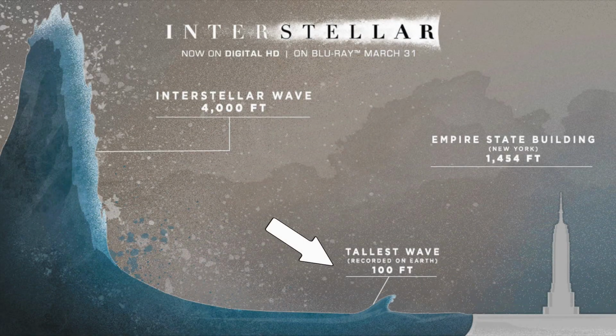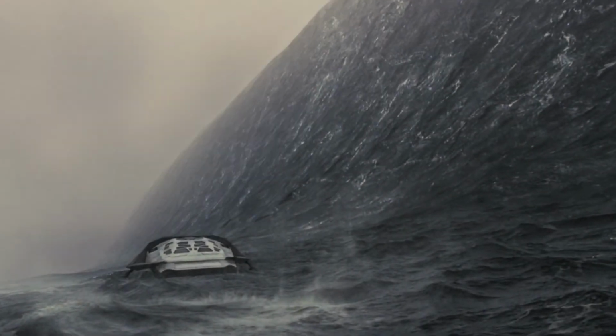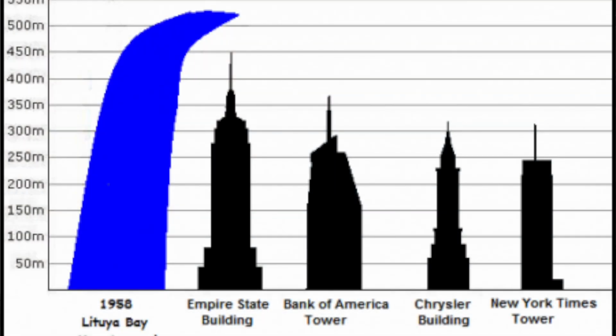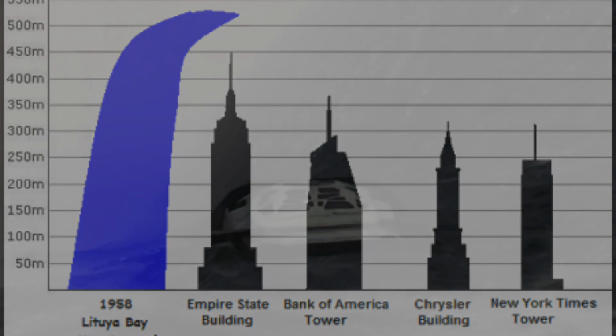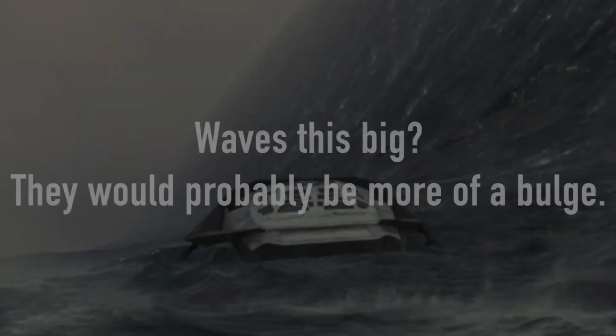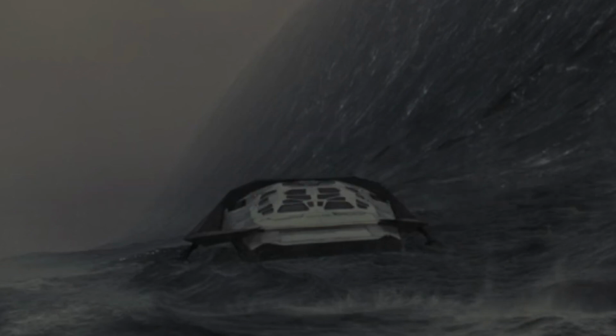This is how big tidal waves are on Earth. And this is how big they were in Interstellar. The Lituya Bay mega tsunami is the largest tsunami ever recorded and is still half the size of the wave in the movie Interstellar. In reality, tidal waves are more of a swelling of water, essentially a bulge of water, and not a large wave.